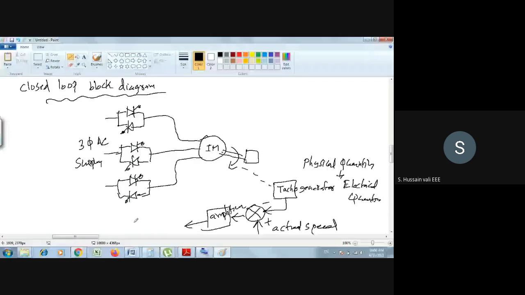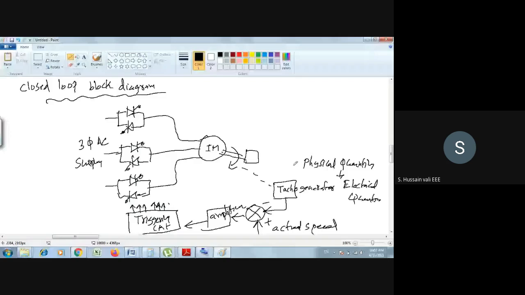Then here you have the triggering circuit of the thyristors. Then it gives signals. Total six thyristors are there, so it generates six signals. That's it. Now this is the block diagram.